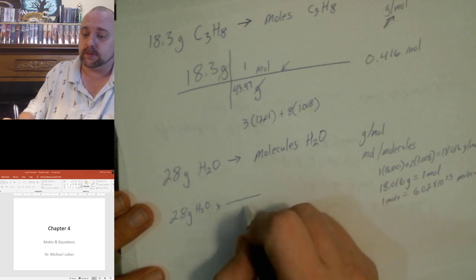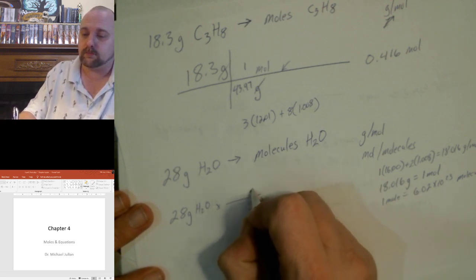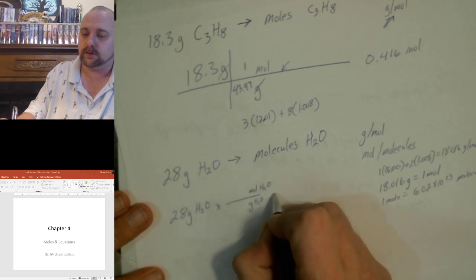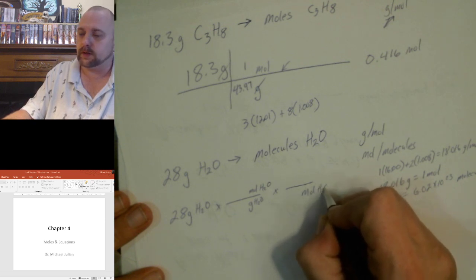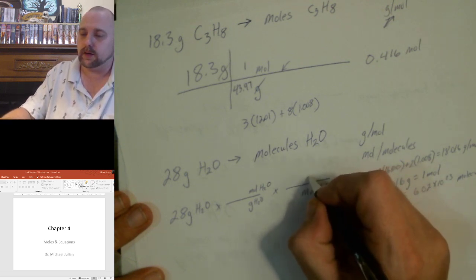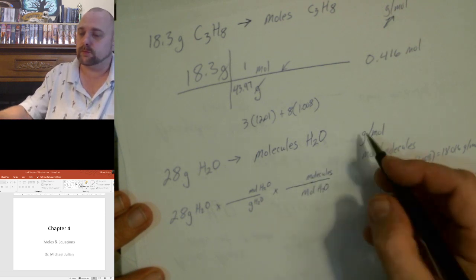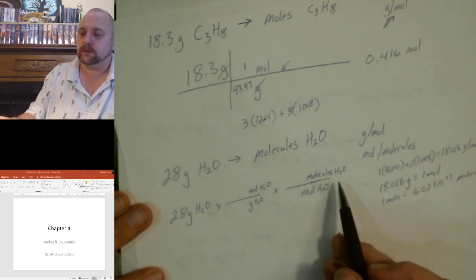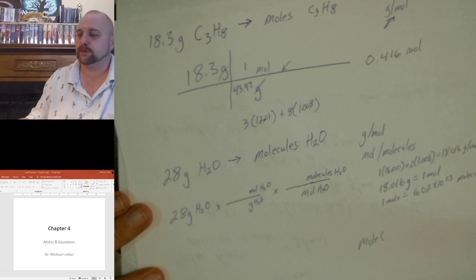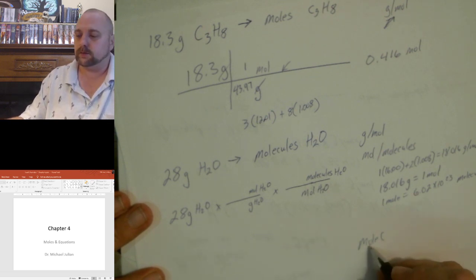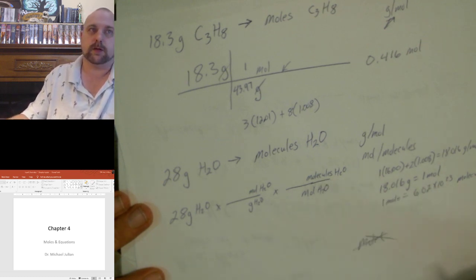This time I'll set it up in a series of fractions, so I want grams of water on the bottom and moles of water on the top using the molar mass. Here I want moles of water on the bottom so they cancel out, and molecules. There's no good abbreviation for molecules. Because if you wrote M-O-L-E-C, looks like moles C. Can't do M-O-L, looks like moles, so gotta write molecules in.